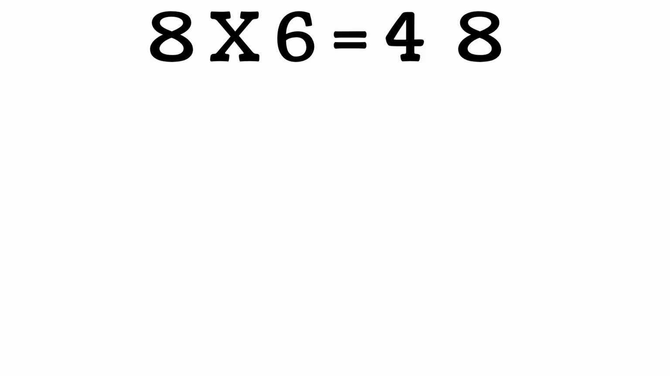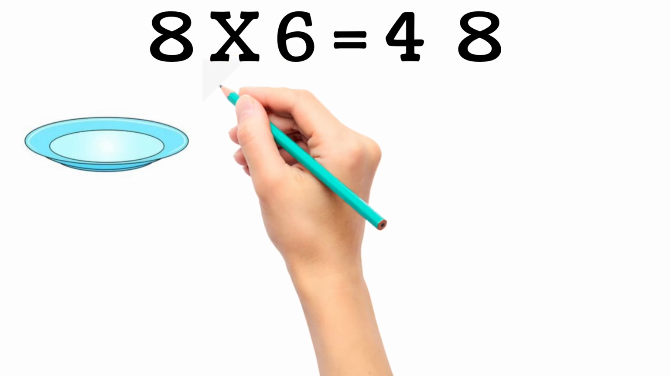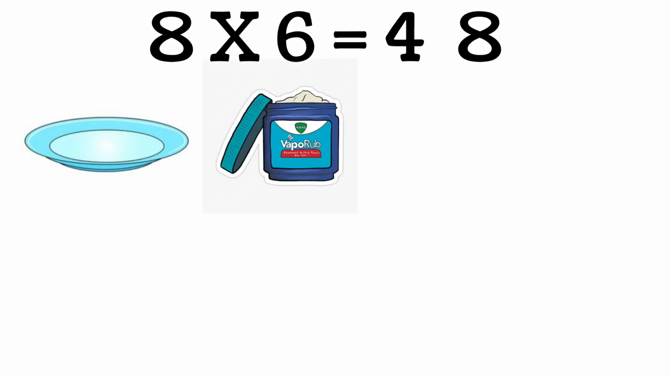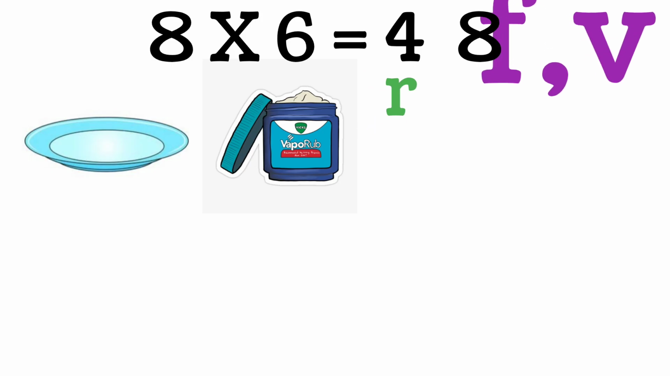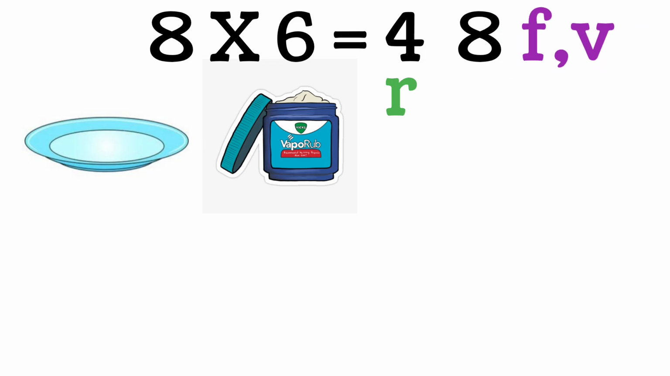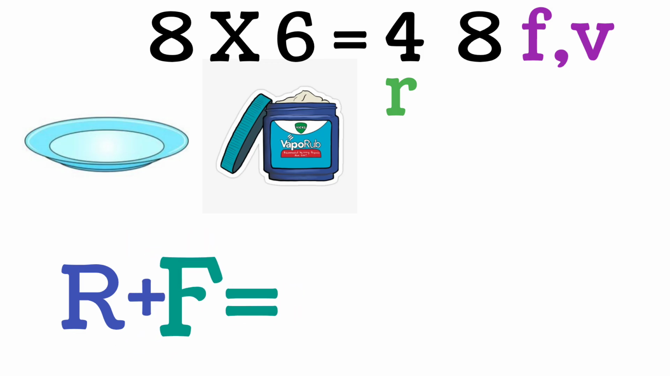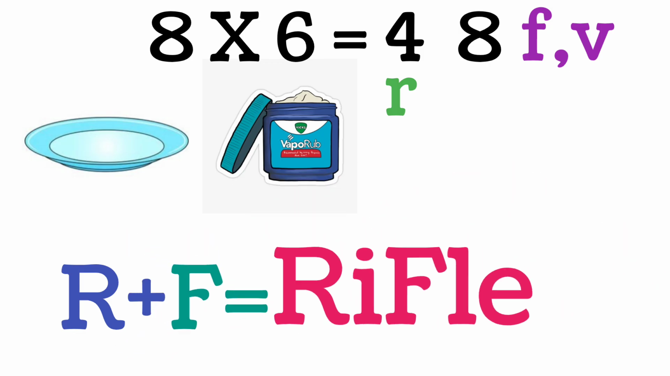Listen carefully. 8's rhyme is plate. 6's rhyme is Vicks. Do you remember our number codes? The code for 4 was R and the code for 8 was F or V. So when we join R from 4 and F from 8, it makes the word rifle.